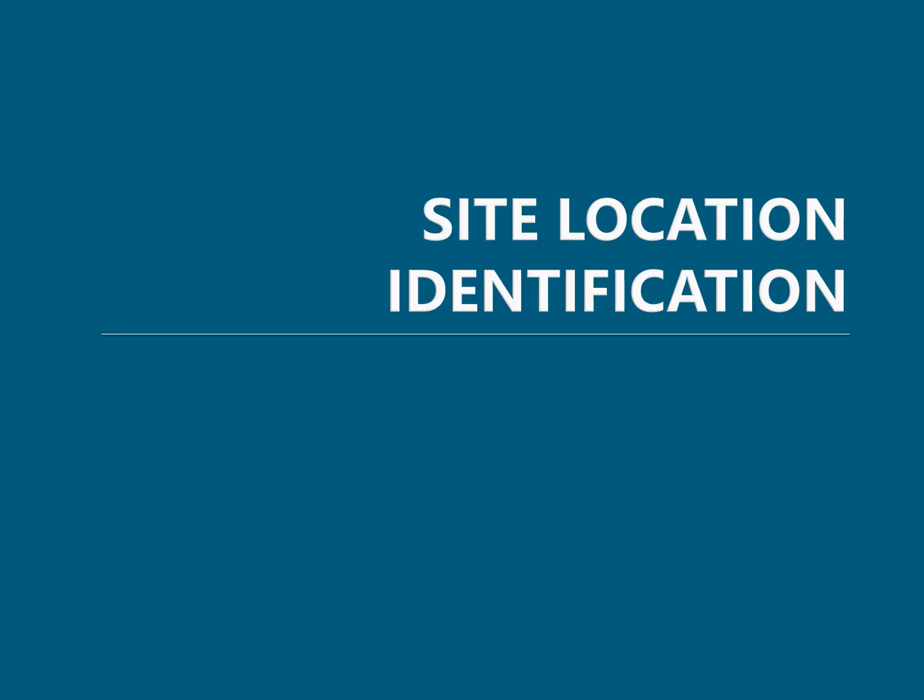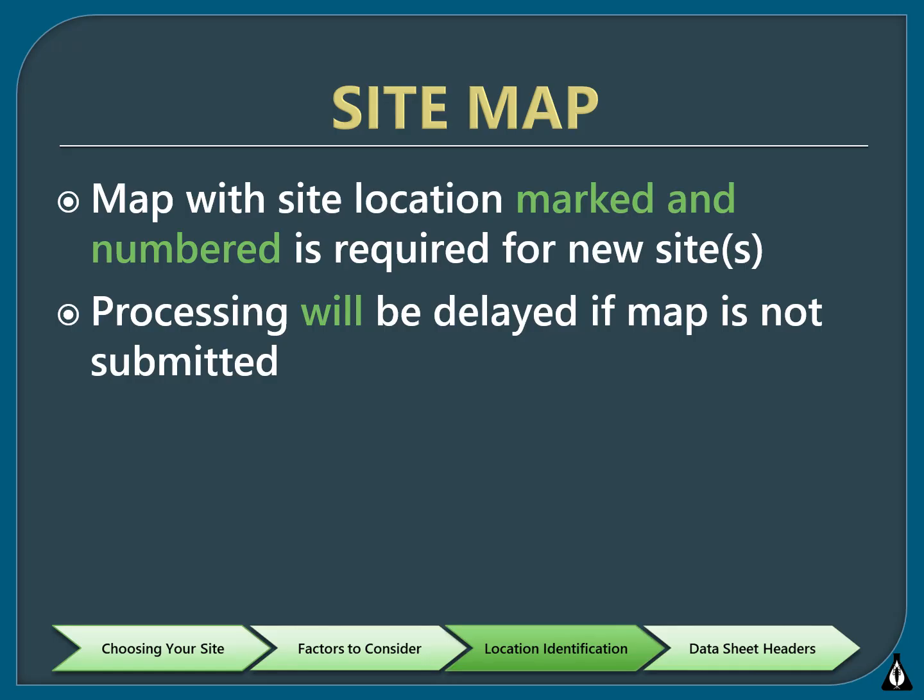We're going to talk about how you can identify your location to us so we can create a site within our system to associate your data to. In order for you all to enter data into our system, we will need to have an identifying feature for where you are monitoring. We do this by requesting a map of your location, a physical description of your site, and also numbering your site if you have multiple.